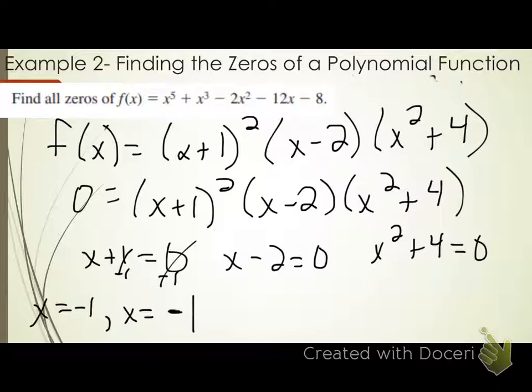And if you remember, how many zeros am I going to have in this case? The degree of this polynomial is 5, so I'm going to have 5 total zeros. My first two are -1 and -1. My third one would be x equals 2. And now I just have 2 more zeros.